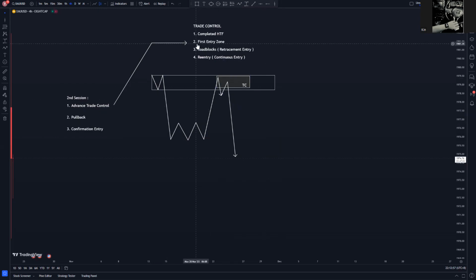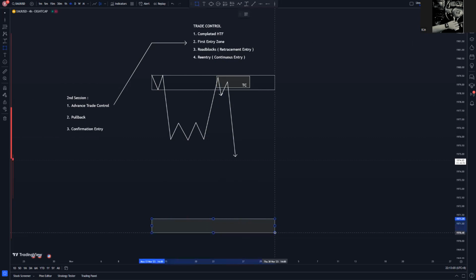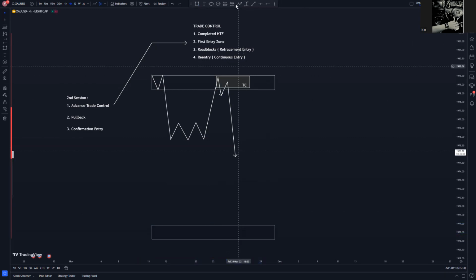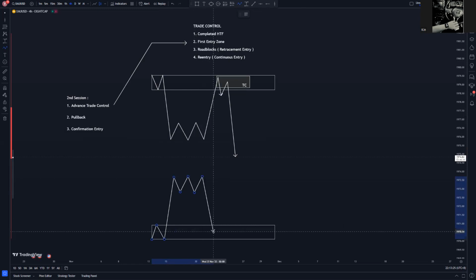The second one is going to be the first entry zone and how it works. We need to understand how it works. The first thing, we have an engulfing buy on H4. And then when the price makes the pullback and gets into the zone, right now we're going to answer the question of how the trade control has been created at the current market price.